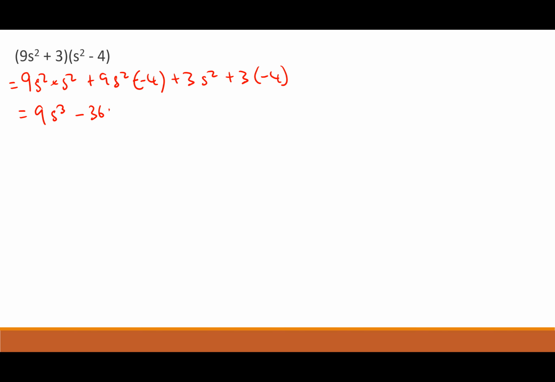Right, so we're just going to write this out. So 9s squared times s squared plus 9s squared times minus 4 plus 3 times s squared plus 3 times minus 4 equals 9s cubed minus 36s squared plus 3s squared minus 12. That gives you 9s cubed minus 33s squared minus 12. Okay, let's move on.